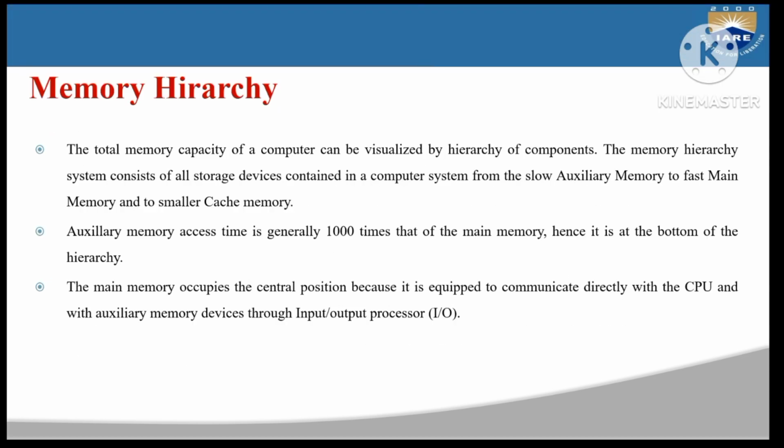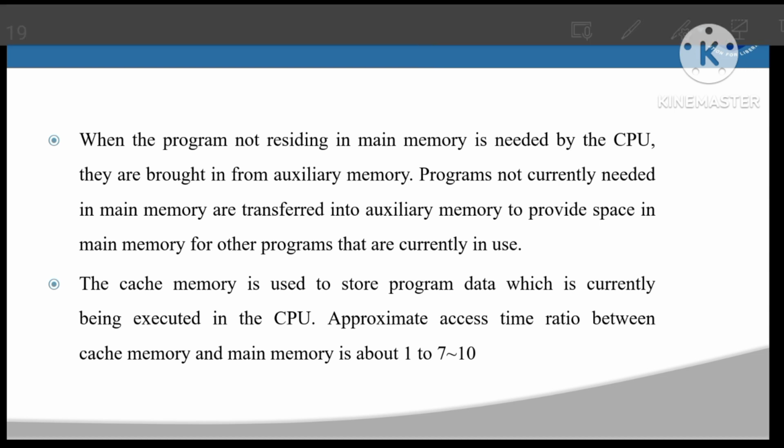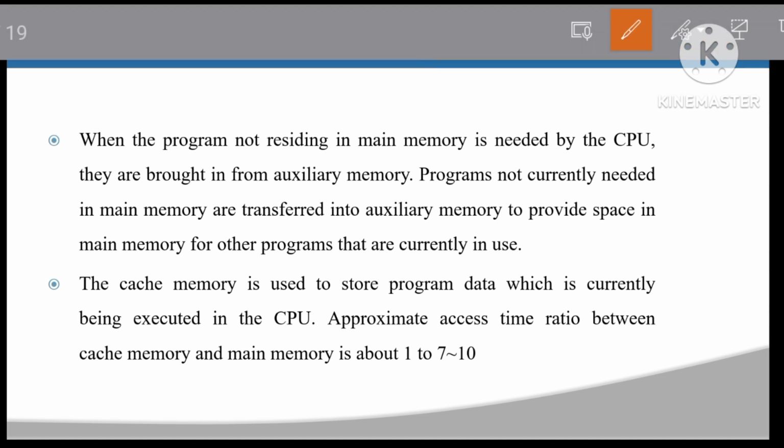Now again here, when a program is not residing in the memory but is needed by the CPU, it has to be brought in. Suppose you want to use a program which is not in the main memory. Of course it won't be in any of the registers or the cache memory, because main memory comes after the cache memory in the hierarchy, right? So if you want to access a program which is not in the main memory, this situation occurs, and we use the auxiliary memory or secondary storage device.